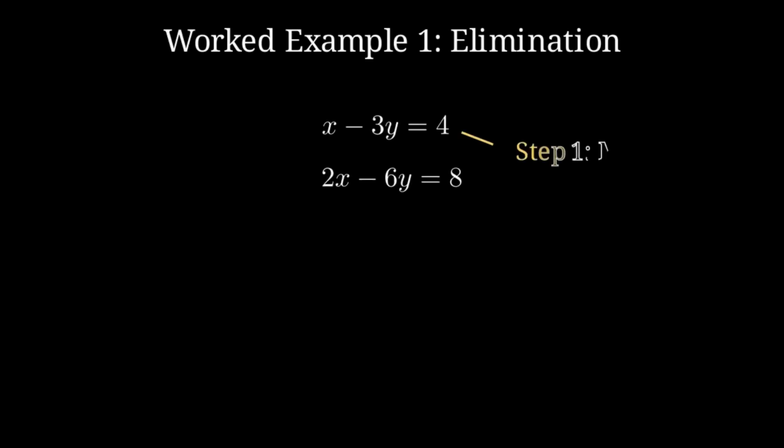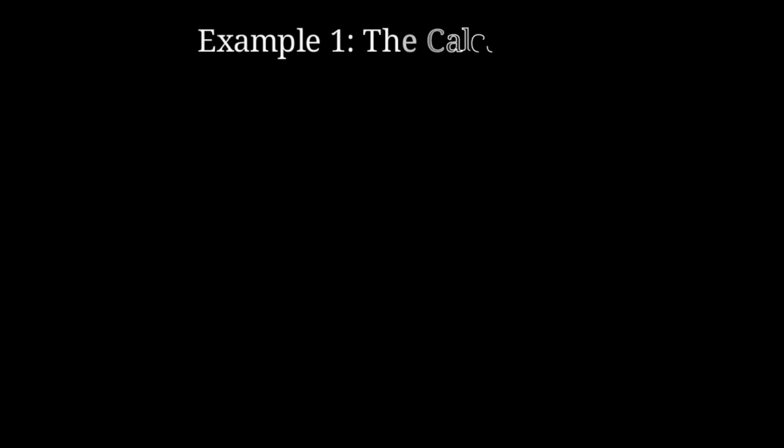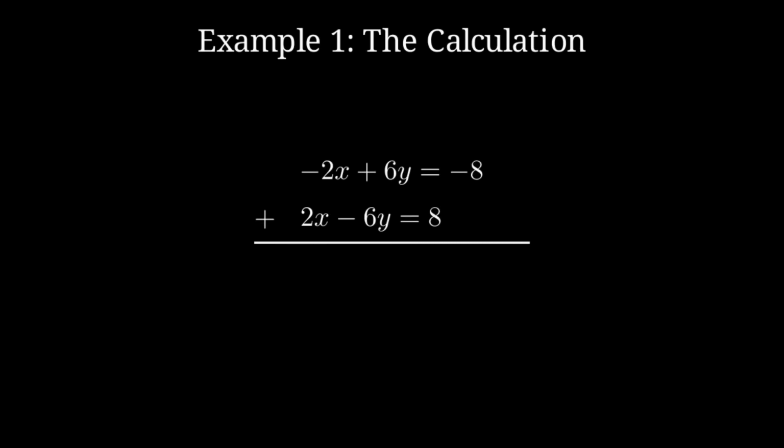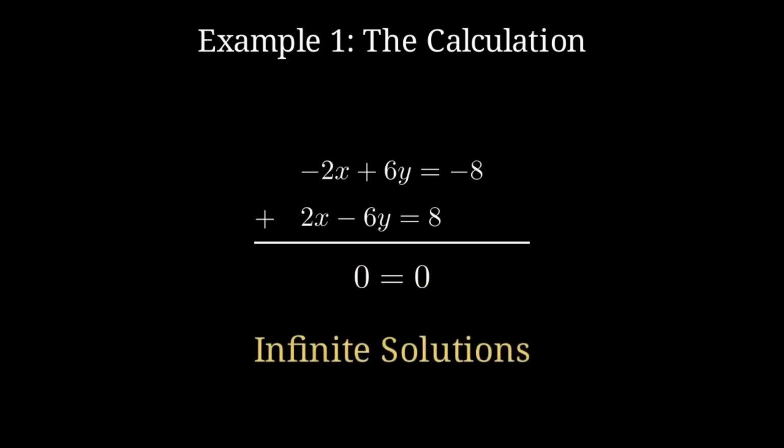We multiply the first equation by -2 to prepare for adding them together. Watch how the terms align perfectly for cancellation. Adding these equations results in 0 on both sides. Since 0 always equals 0, our algebraic test confirms that these two lines are coincident. Every point on the line x minus 3y equals 4 is a solution.